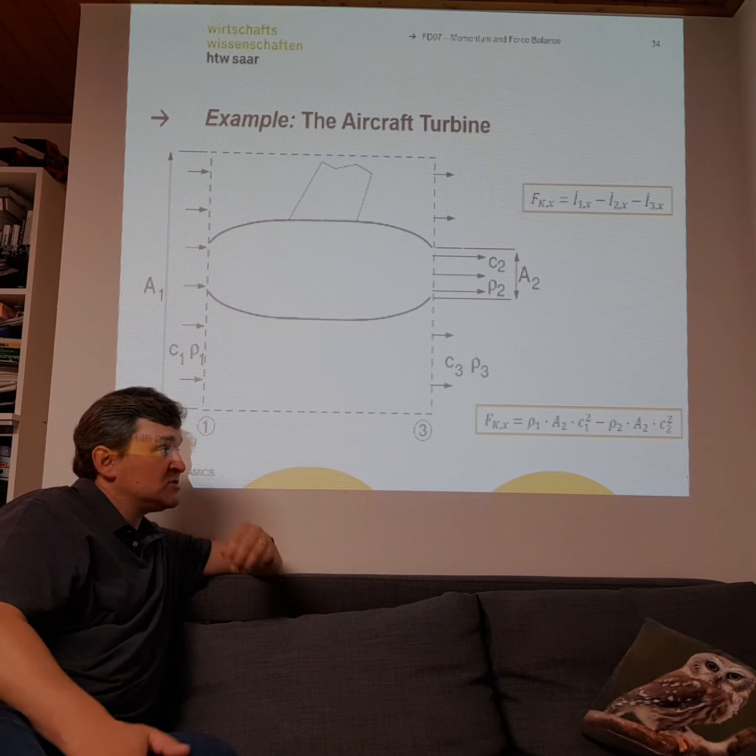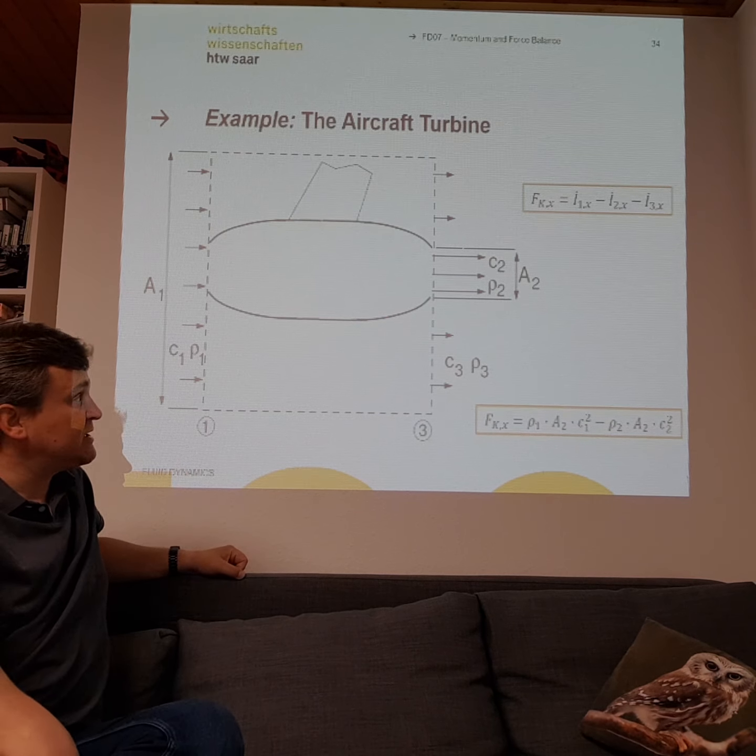Okay, so now come to our last example. Let's have a short look at aircraft turbines. Again, we have a compressible media, so it's a bit more complicated to calculate this. And now here in this module, we will not look too detailed at turbines, but we have a close look at the force balance.